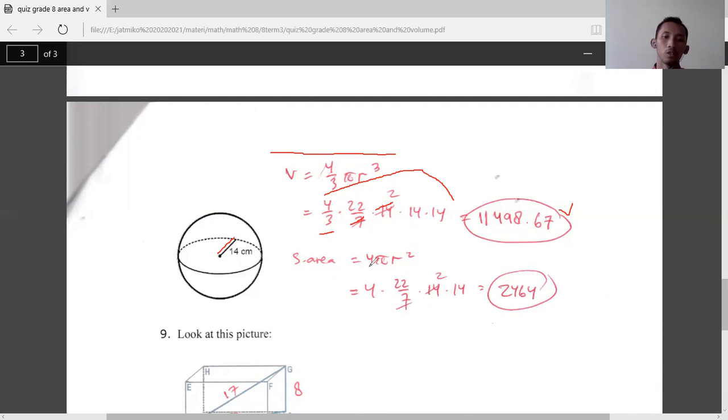Surface area is 4 pi r squared. You just need to put in the number and that's it. But again, the thing is most of you still use 3.14.